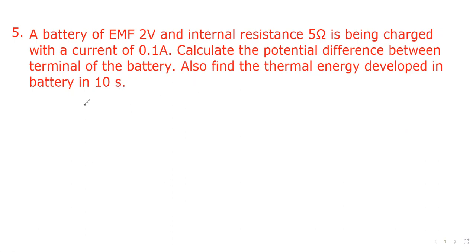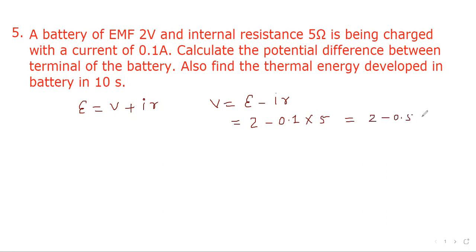So we know that E equals V plus Ir, where small r is internal resistance, or V equals E minus Ir. Here E is given as 2 volt, the current is 0.1 ampere and internal resistance is 5 ohm. So this will become 2 minus 0.5, that is 1.5 volt.